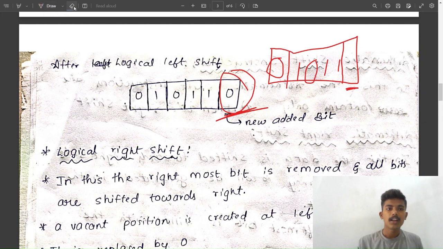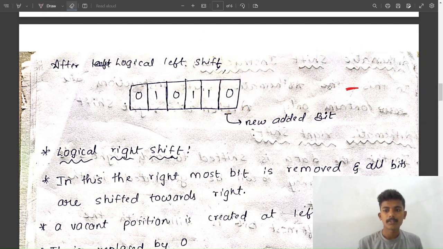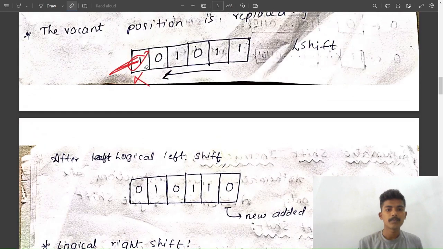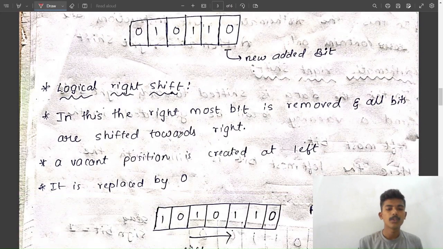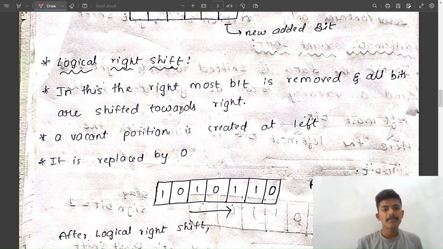Now let us see what is a logical right shift. In this, the rightmost bit is removed and all the bits are shifted towards the right. A vacant position is created at the left, and it is replaced by 0. Similarly, as in logical left shift the data is shifted towards the left side, in logical right shift the data is shifted towards the right side. Let us see this with an example.